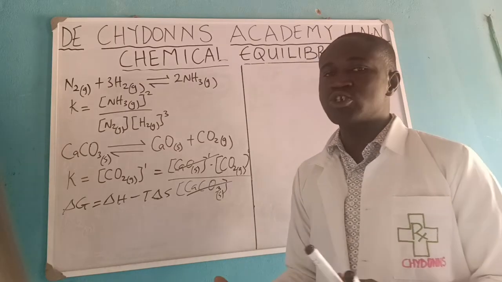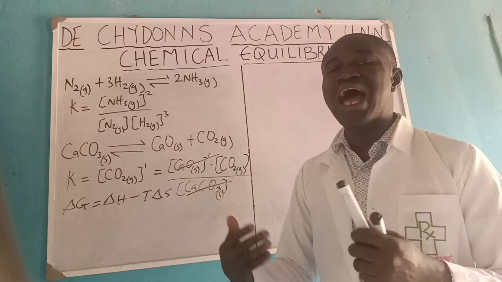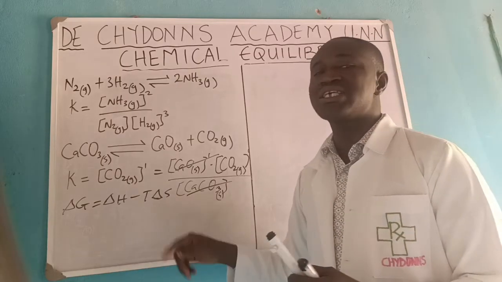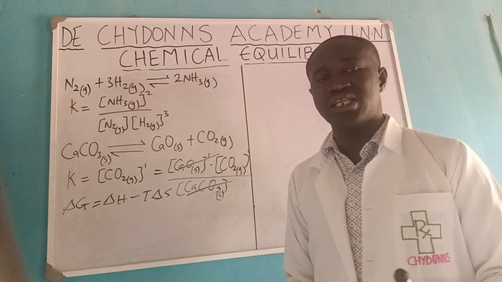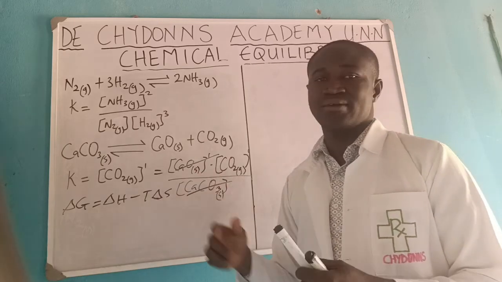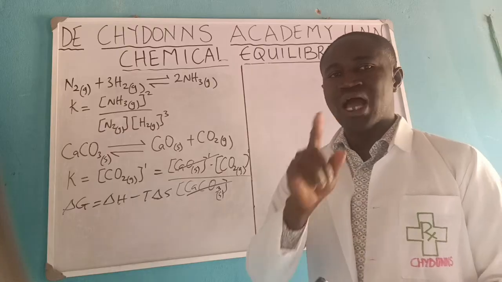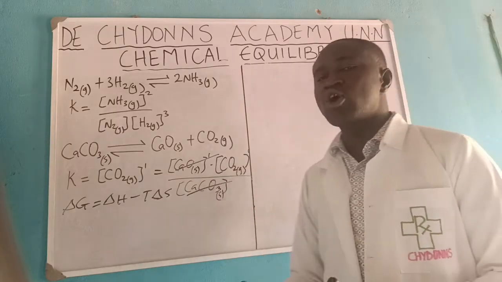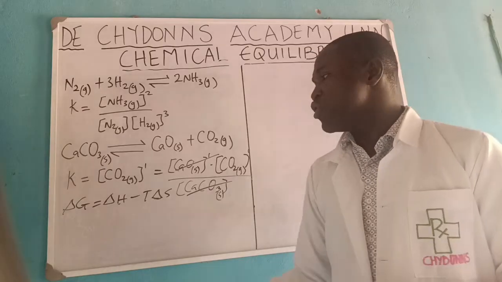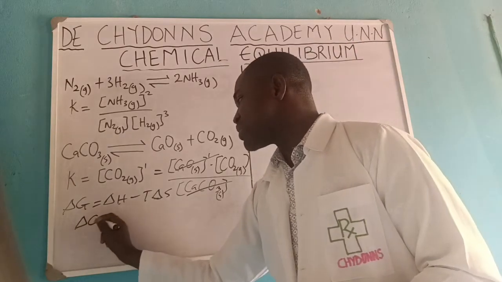Once a reaction's disorderliness is high, we say that change in S is high. Once a reaction occurs easily, we say that this is high. Are you getting it? Look at what we mean. We say that a reaction is said to be spontaneous if this.